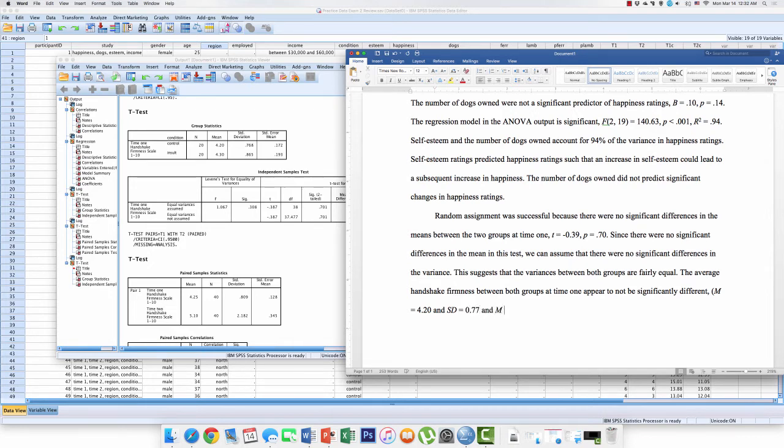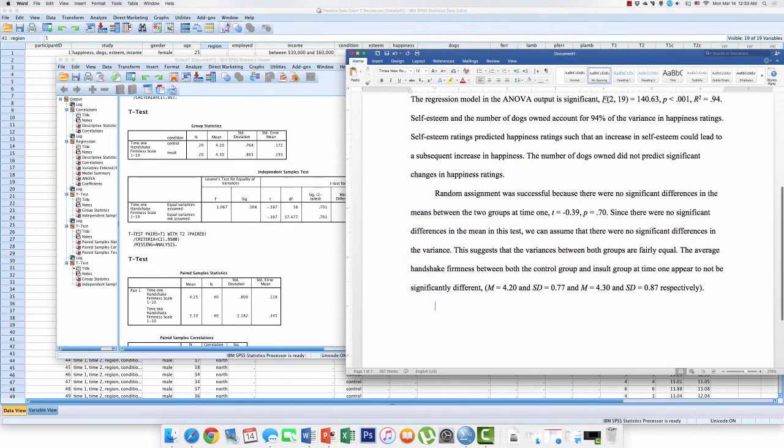And the mean for the second group is 4.30, and the standard deviation is 0.87, respectively. Okay, so the average handshake firmness between the control group and insult group at time 1 appear to not be significant. Okay, so that's that first part.